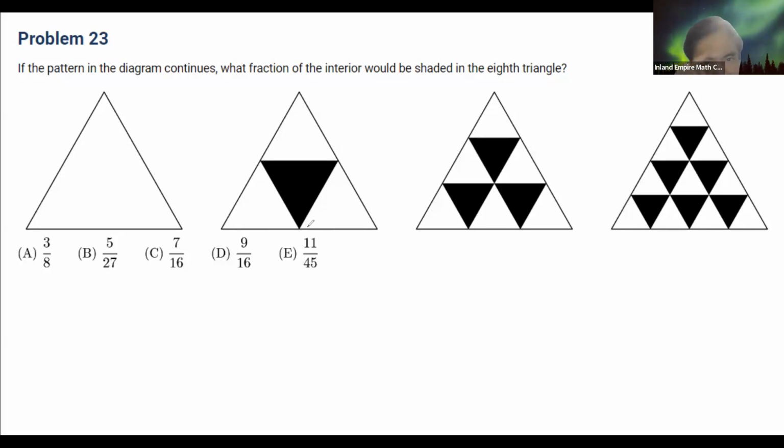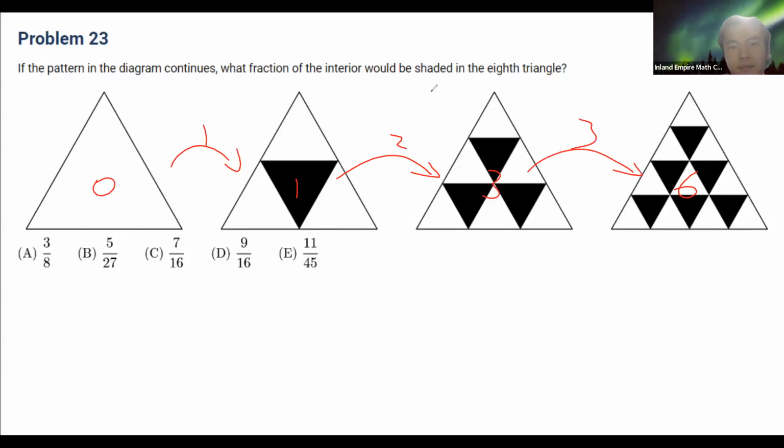So you would first count the black triangles and then the white triangles. Let's look for a pattern here, right? This triangle has 0 black triangles. This triangle has 1 black triangle. This triangle has 3 black triangles. And the fourth triangle has 6 black triangles. You see that the difference between these is 1, then 2, then 3.